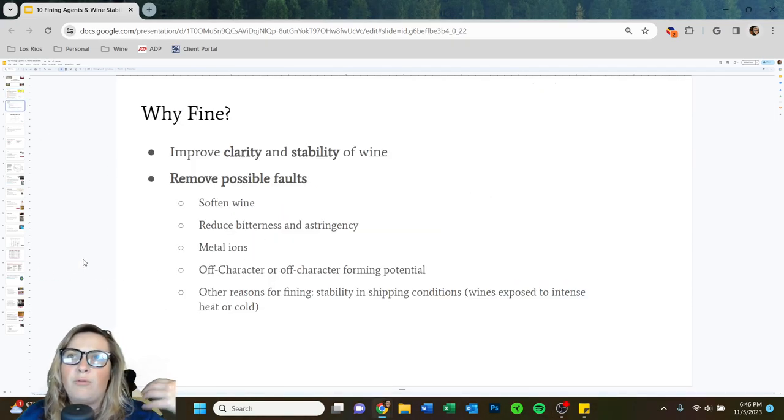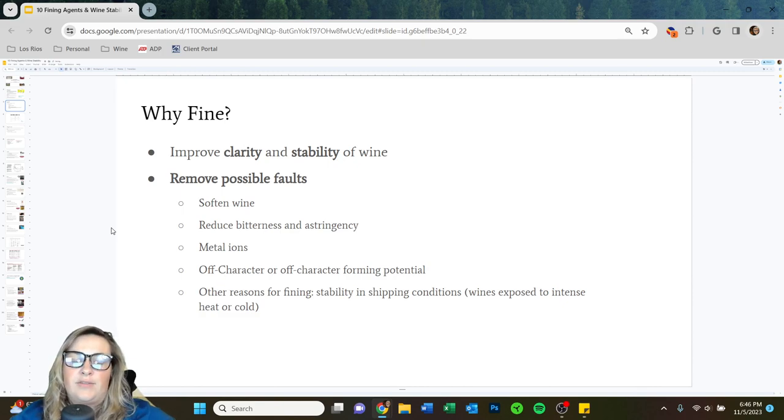So why would we fine? Well, to improve clarity and stability of a wine, but also to remove possible faults. This could be softening the wine, reducing any bitterness or astringency. Metal ions can produce a haze, so that's another fault. Any off characters or off character forming potential could be prevented and treated with fining. And also stability.